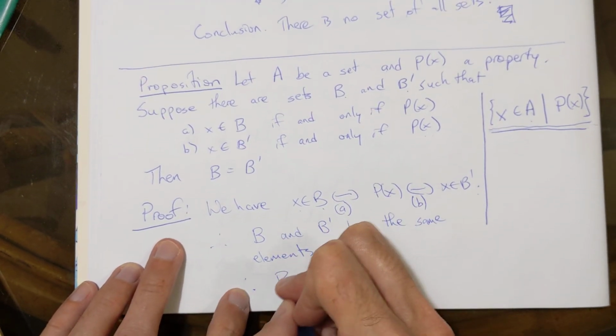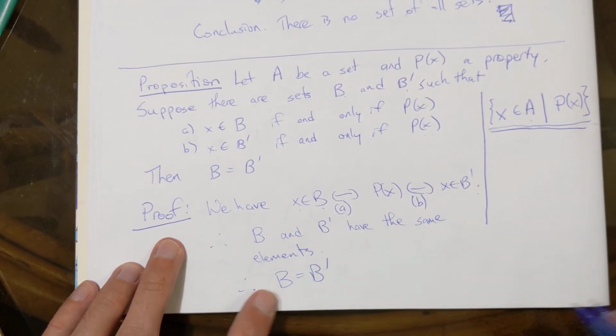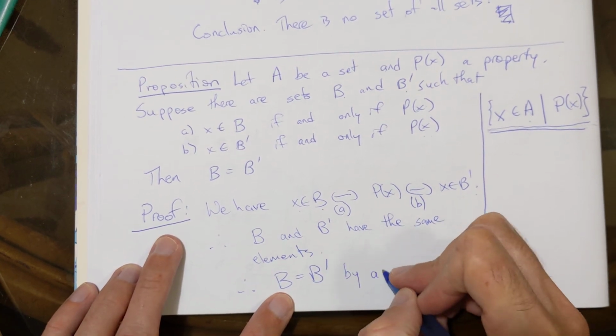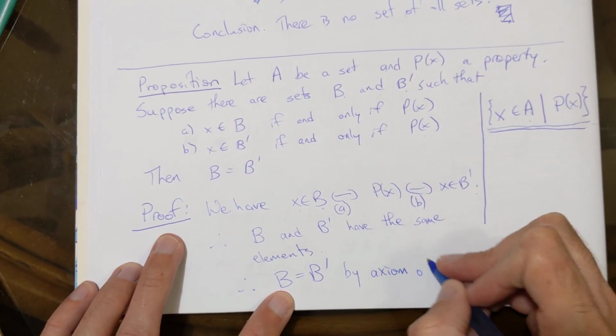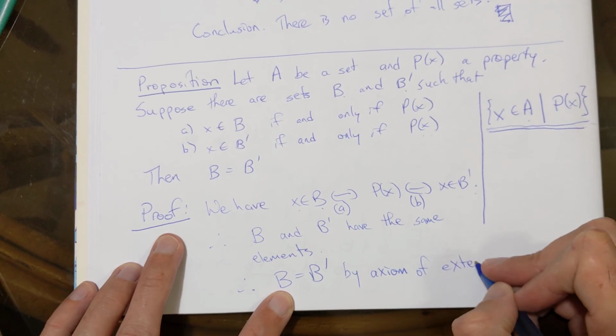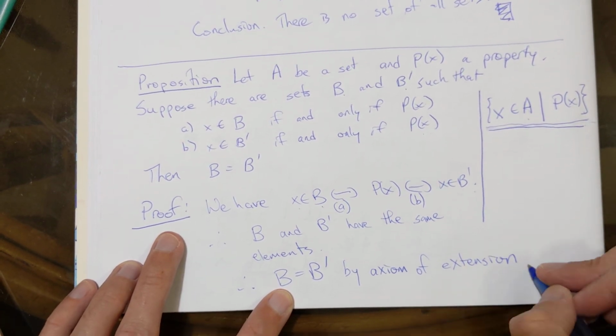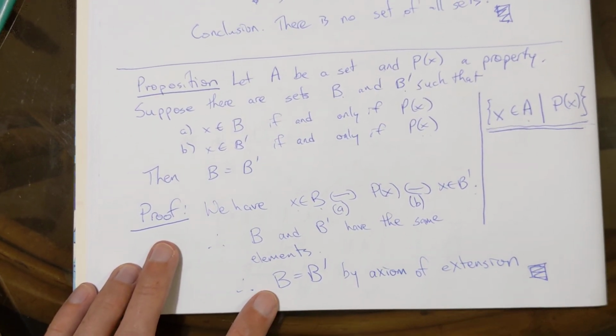And therefore B equals B prime. That is the axiom of extension. QED.